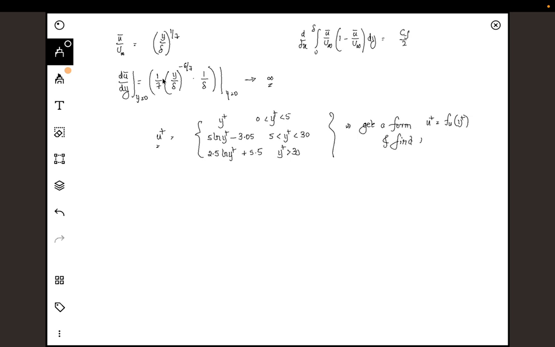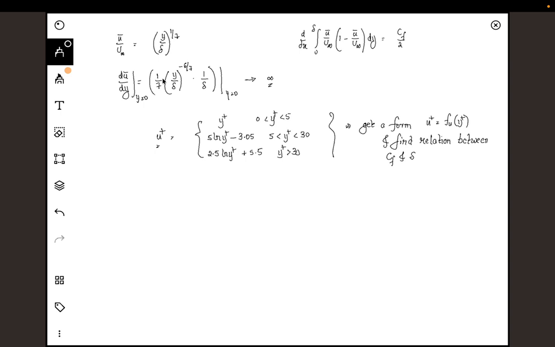you have to find the relation between tau w and delta, or let me just put CF and delta, then I can directly solve it here. What equation we'll be using for that is, because these equations are a little complicated, we'll try to simplify this problem.